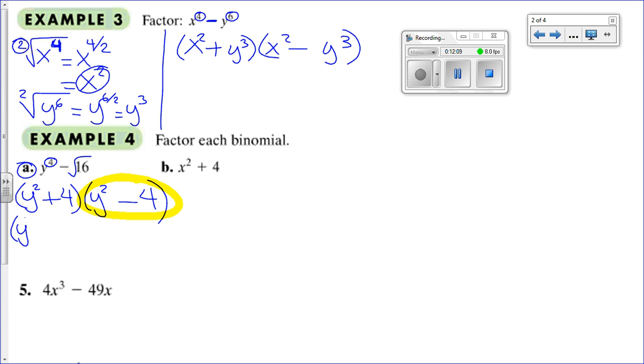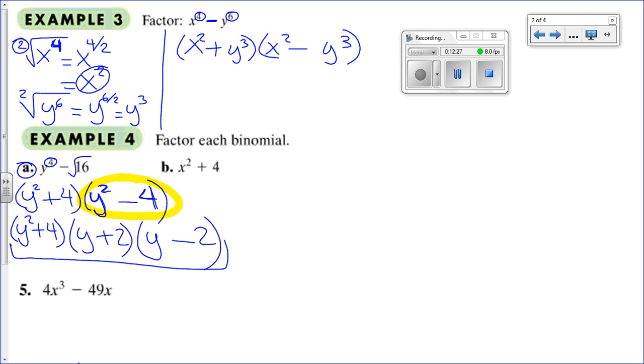Now, you might realize that here, this one is also a difference of squares. So we can keep factoring a little bit further. So the square root of y squared is just y. And the square root of 4 is 2, plus and negative. And so this will be the complete factorization of that difference of squares.